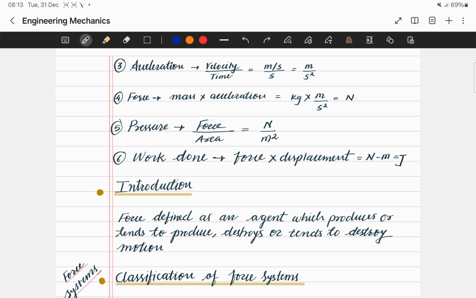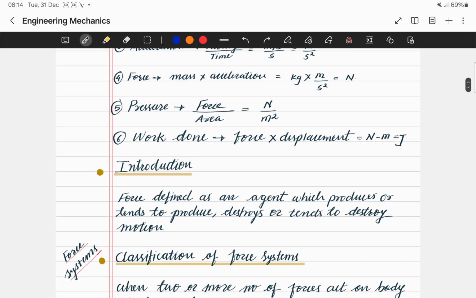If we consider pressure, pressure is force upon area. Force is in Newton or kg meter per second square, divided by area. Area is measured in meter square. So Newton per meter square becomes pressure. Work done is force into displacement. Force is in Newton and displacement is in meter. So Newton meter is the work done, and that Newton meter is again expressed in a derived unit, that is nothing but the joule. Okay, so joule is the derived unit for work done.